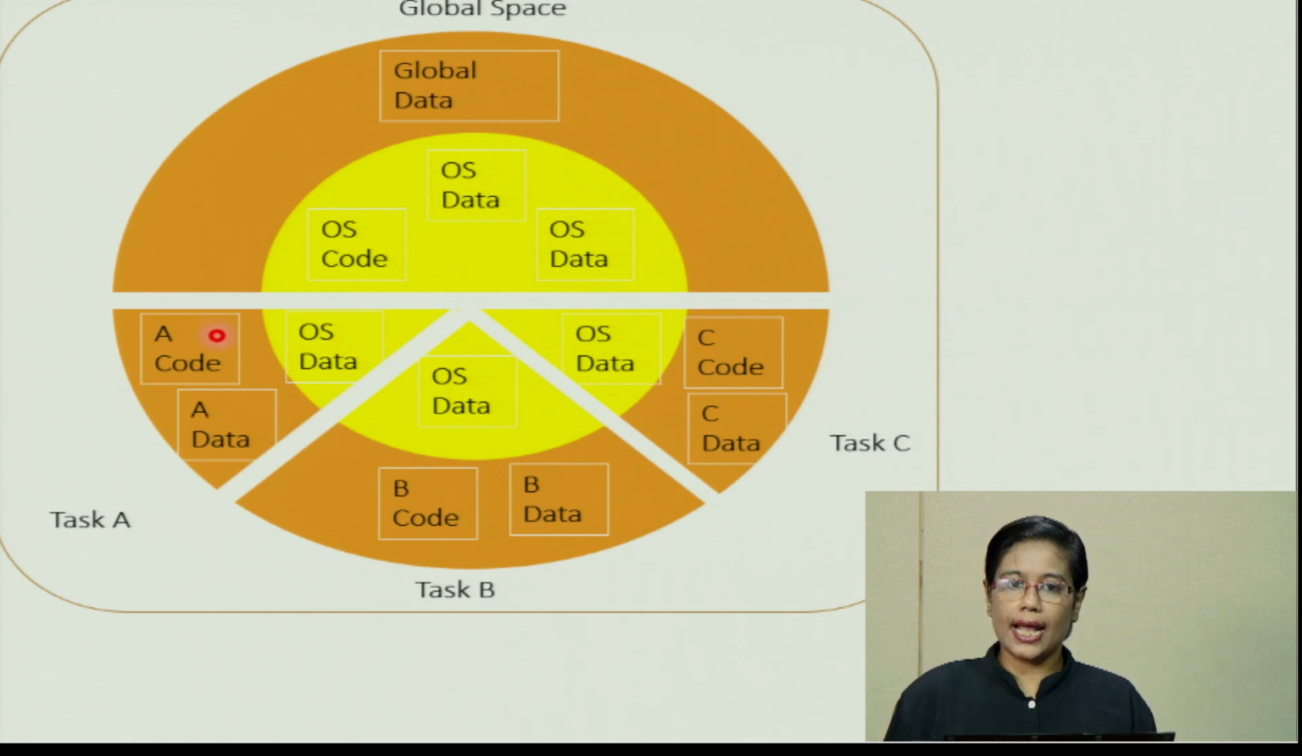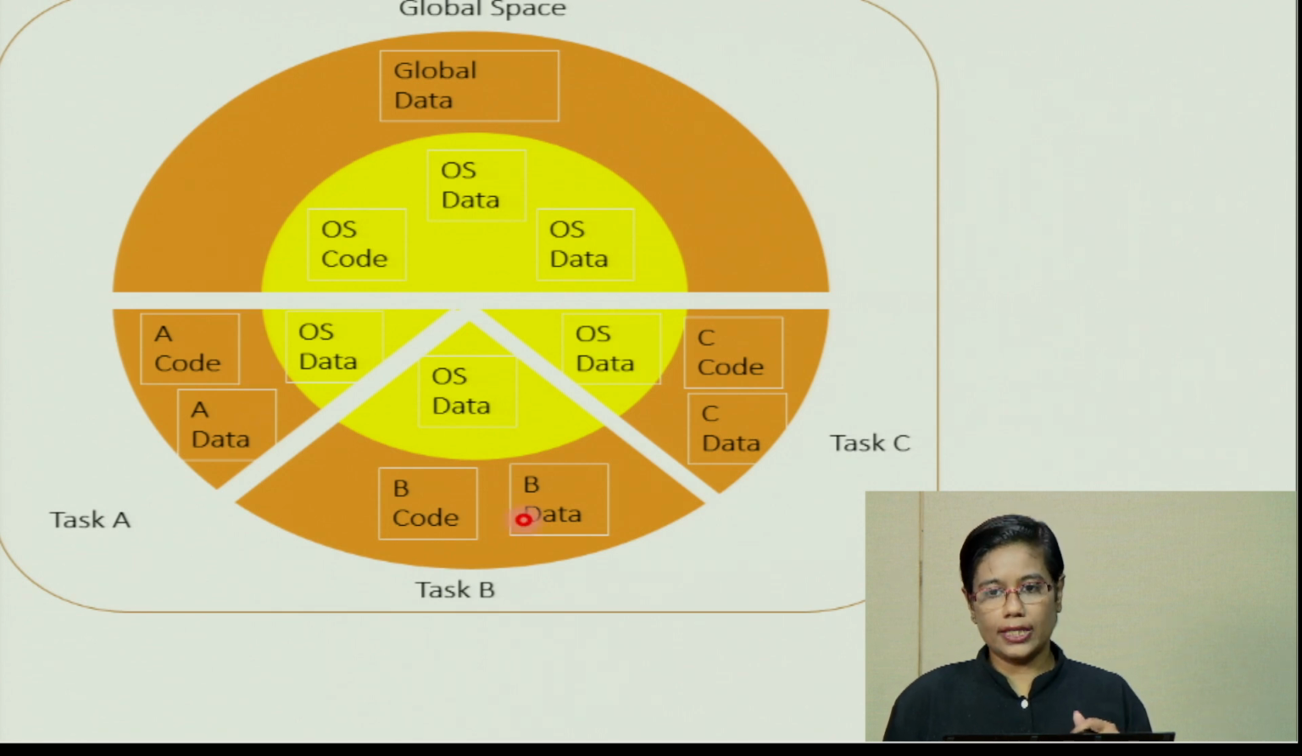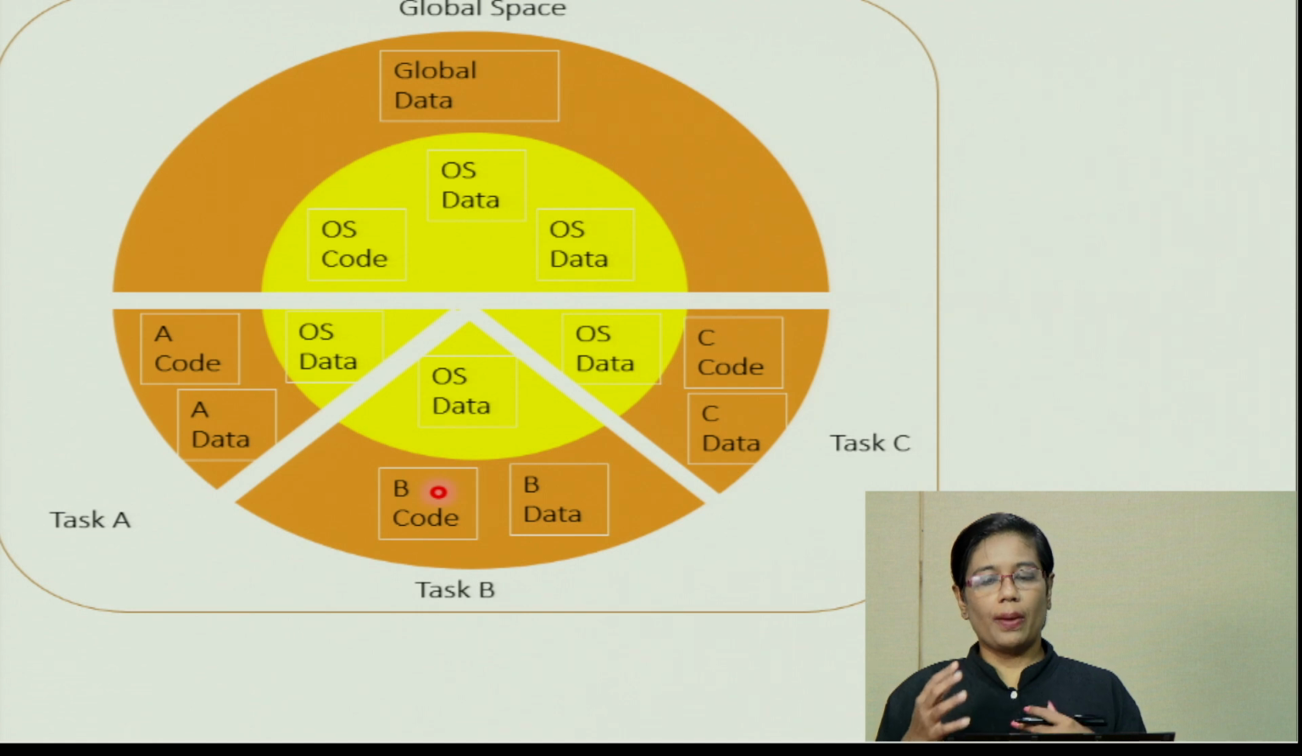So every task has its local data and global data. So there will always be protection provided so that the data of one task cannot be accessed by another task. So any data or code which is associated with task A may not be accessible to task B. So memory protection features are to be implemented.